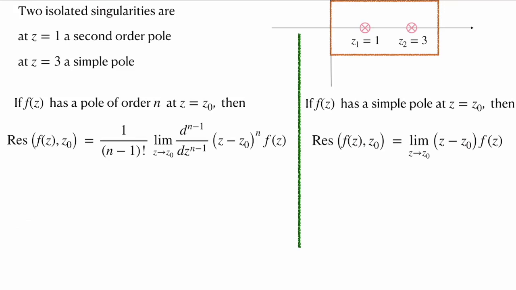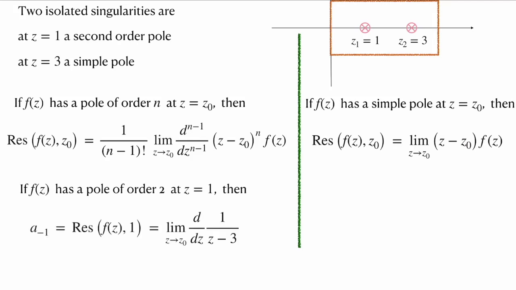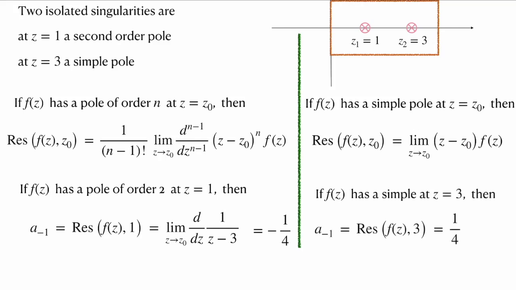For z equal to 1, f of z has a pole of order 2, and the residue of f of z at z equal to 1 is given by the limit z going to z0 of d by dz of 1 by (z minus 3). So you can substitute in this equation, and one can compute this in a straightforward manner, and the residue turns out to be minus 1 by 4. And in the other case, for z equal to 3, we have a simple pole and it is straightforward. You simply multiply by z minus z0 and take the limit z going to 3. Here we get the residue equal to plus 4.